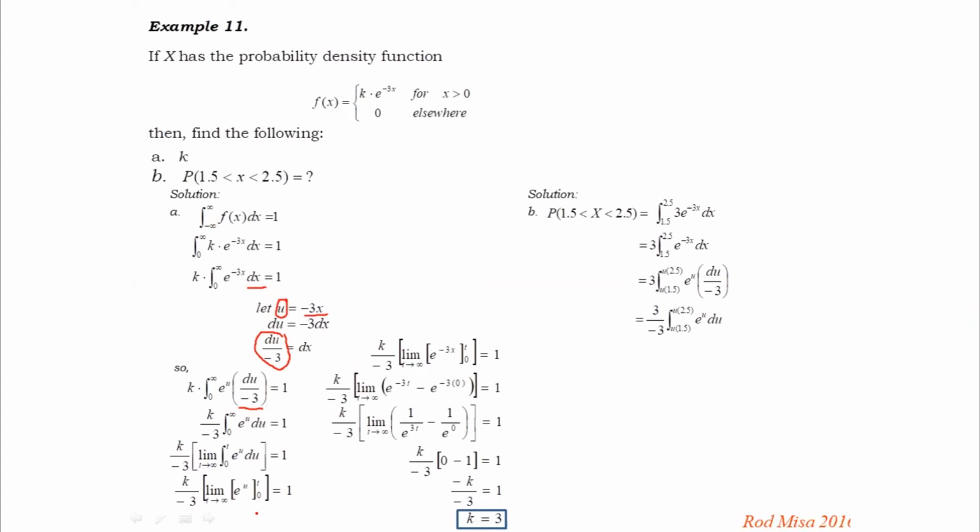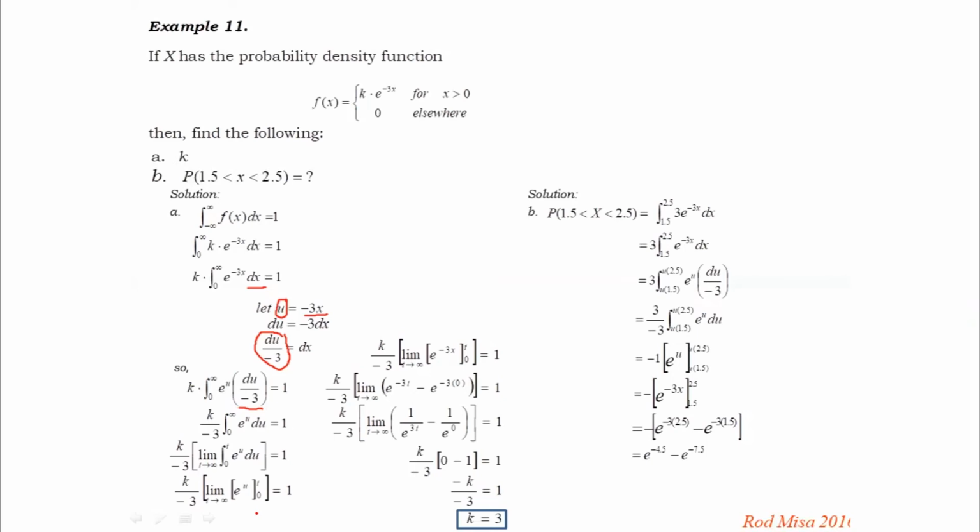Now, integrating e^u du, we have e^u here. And evaluating this from u of 1.5 to u of 2.5, we need to go back to the representation of u, which is negative 3x. And then substituting our limits of integration, we have negative of the quantity of e to the power negative 3 times 2.5 minus e to the power negative 3 times 1.5. So multiplying negative 3 by 2.5, we have negative 7.5. And multiplying negative 3 by 1.5, we have negative 4.5.